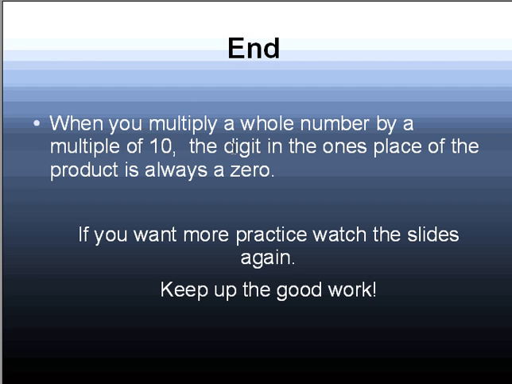When you multiply a whole number by a multiple of 10, the digit in the ones place of the product is always 0. That just kind of repeats what we worked on before. Anytime you multiply a two-digit number times any multiple of 10, so 10, 20, 30, 40, 50, 60, etc., our answer always has a 0 in the ones place. If you need help, watch this slide again and keep up the good work.